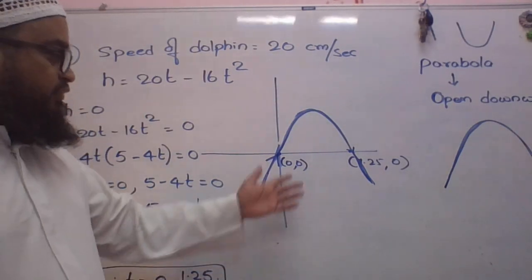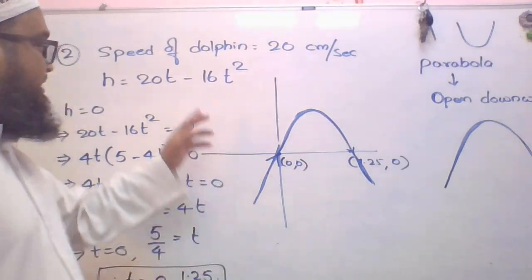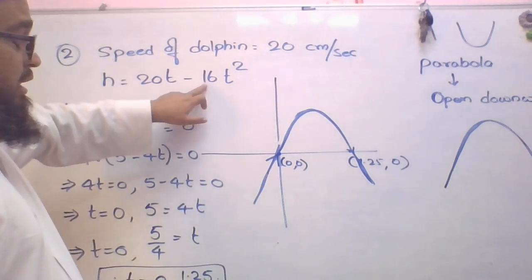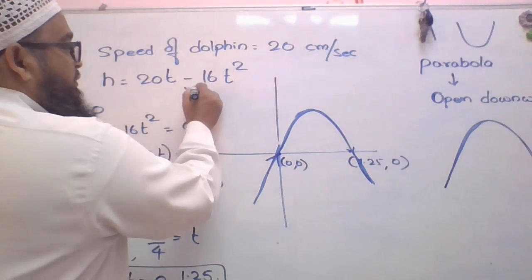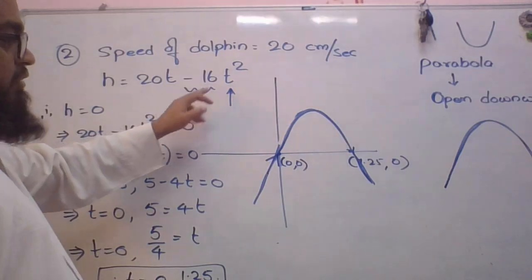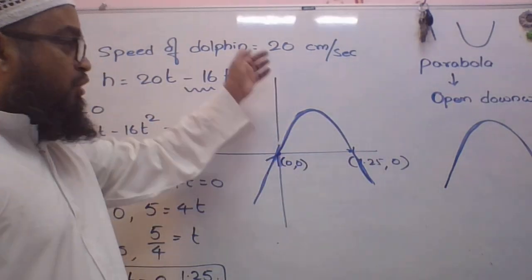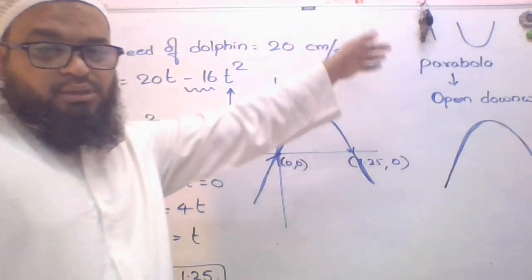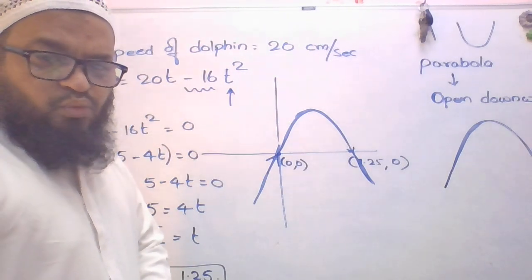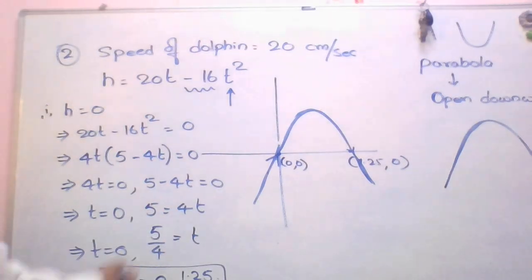Now draw a rough sketch. I have drawn the rough sketch. And since the coefficient of t square is negative, the parabola will be open downwards. If it is positive, it will be open upwards. Now, what would be the value of h at t is equal to 30? It's very simple.